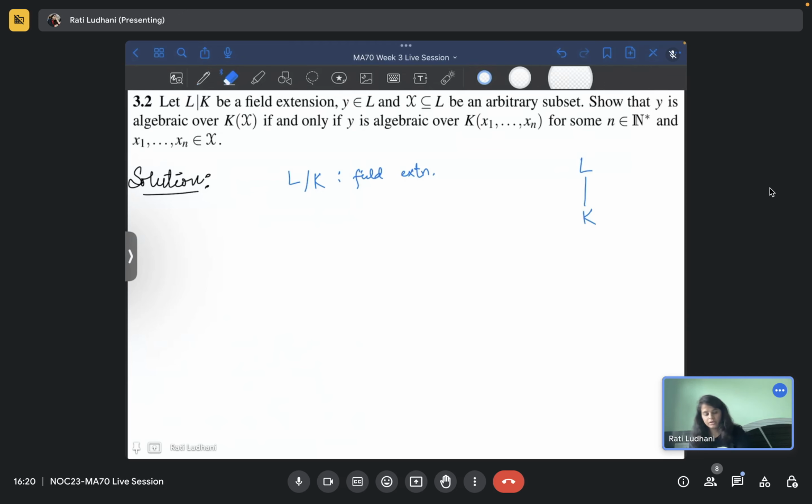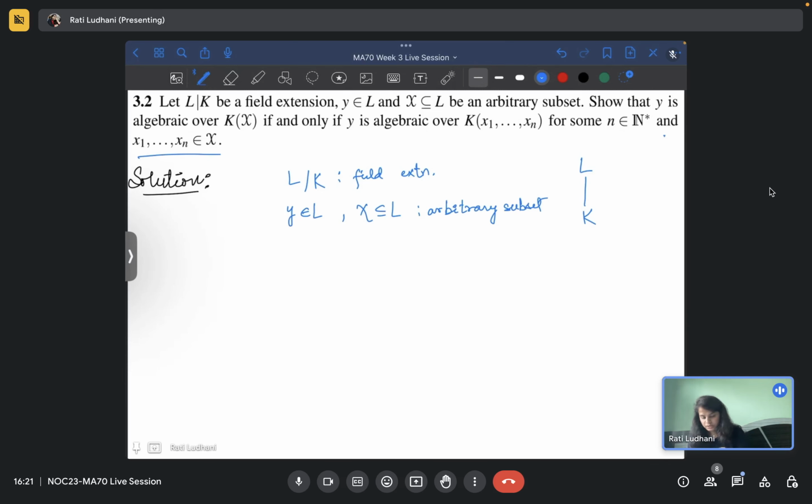You have this field extension, and y belongs to L, and chi is a subset of L, which is an arbitrary set. So you have no condition on chi, just an arbitrary subset. Show that y is algebraic over K(chi) if and only if y is algebraic over K(x1, ..., xn) for some n belongs to N, and x1 up to xn belongs to chi.